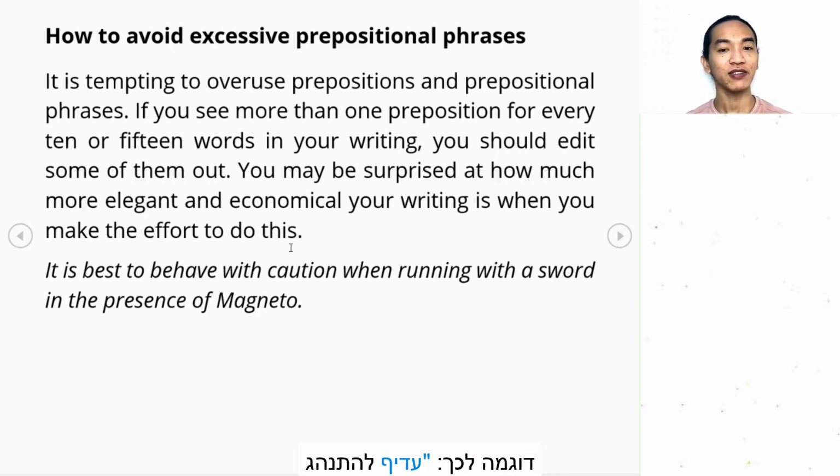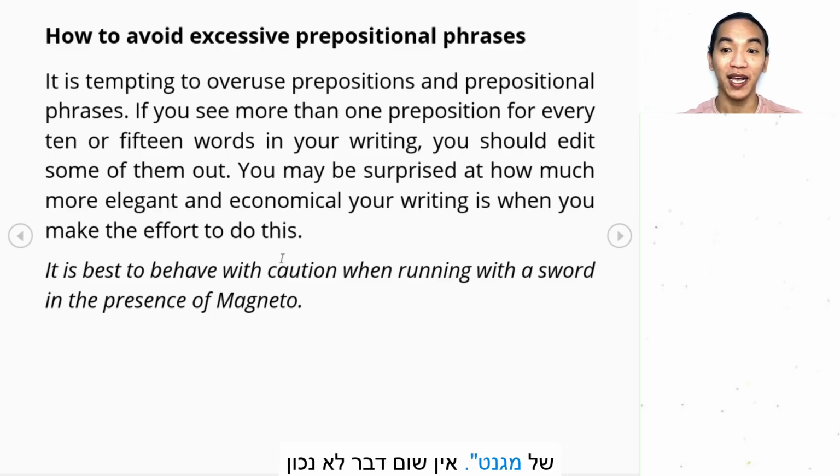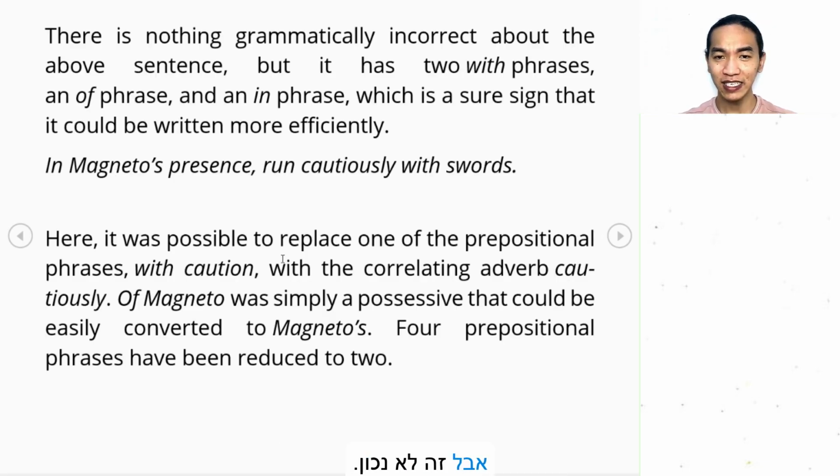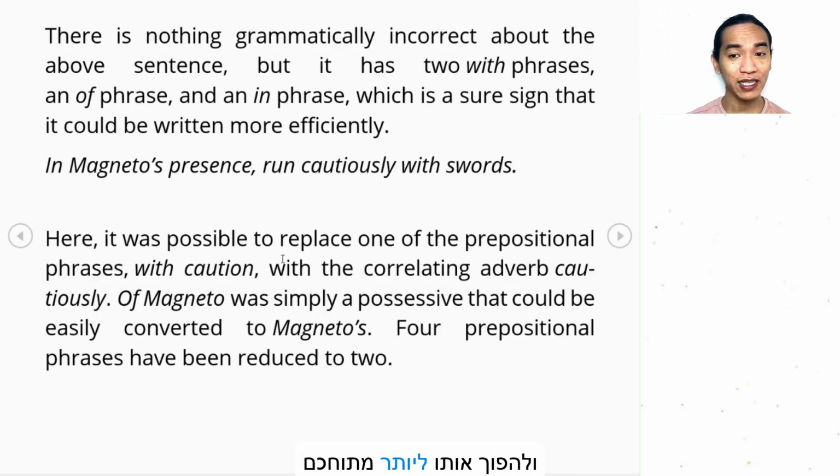Example, it is best to behave with caution when running with a sword in the presence of Magneto. So there is nothing grammatically incorrect about the sentence, but it has with, with, of, and in, which is a sure sign that it could be written more efficiently. Therefore, we can make it more sophisticated and better sounding by reducing some of your prepositions in the sentence. Okay? Example, in Magneto's presence, run cautiously with swords.